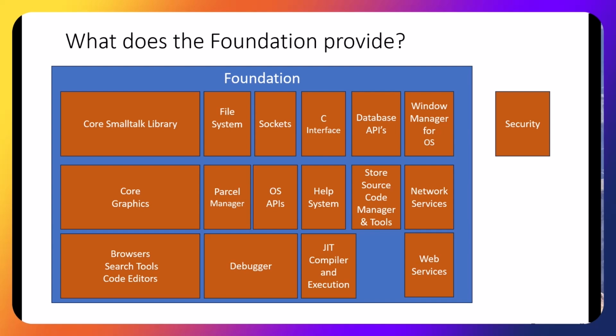Well, any platform needs to communicate outside of itself. So it needs to be able to read and write files, so we have a file system. We can communicate on sockets for a number of reasons. We can communicate outside via a C interface. We can communicate with a large number of relational databases with our database APIs. We have a window manager, so we can work cross-platform on different operating systems.